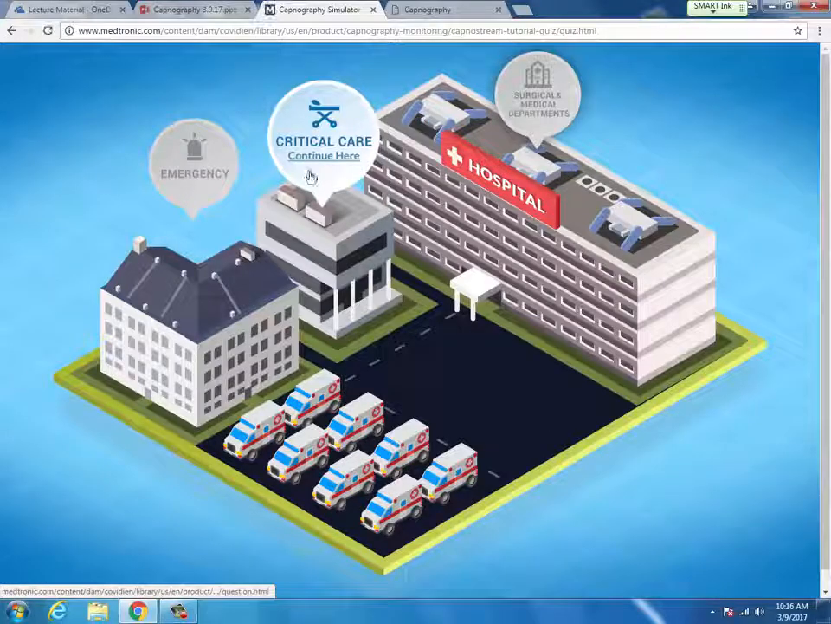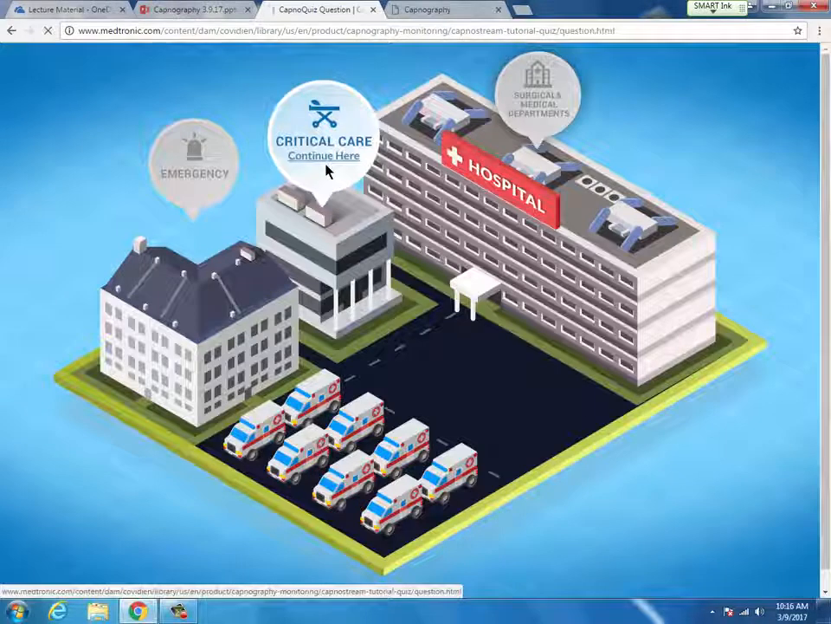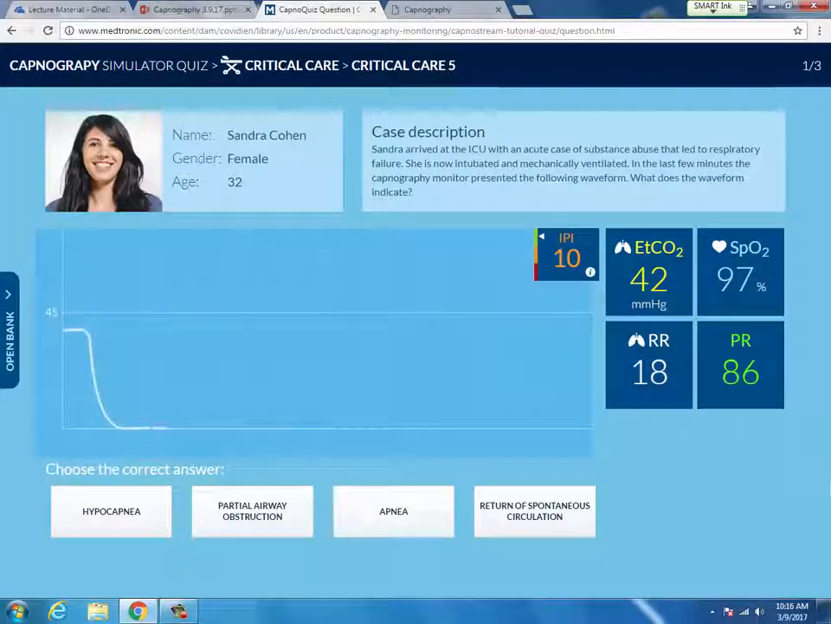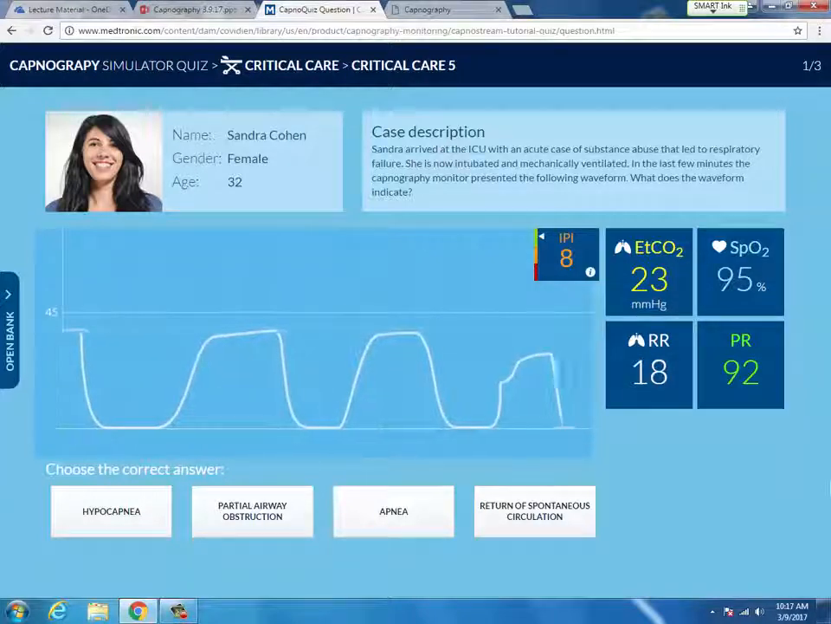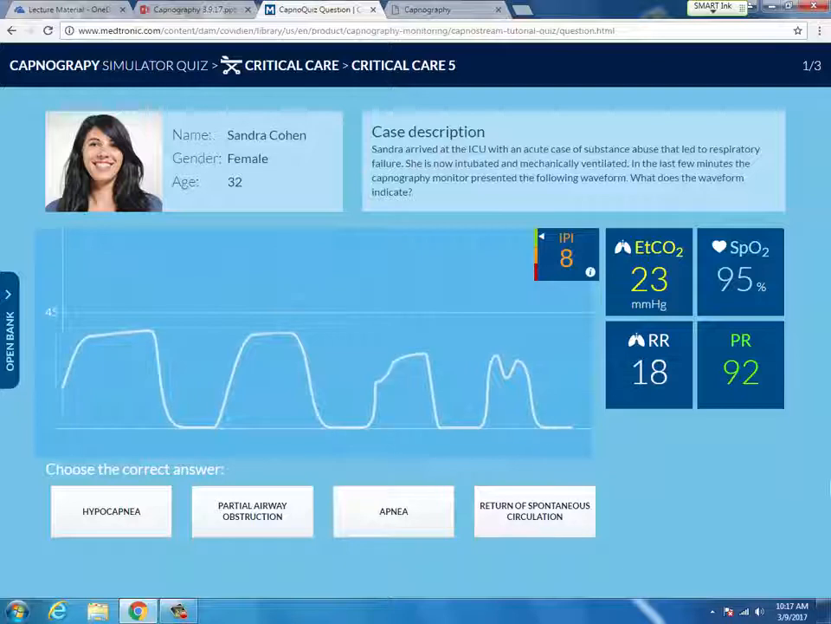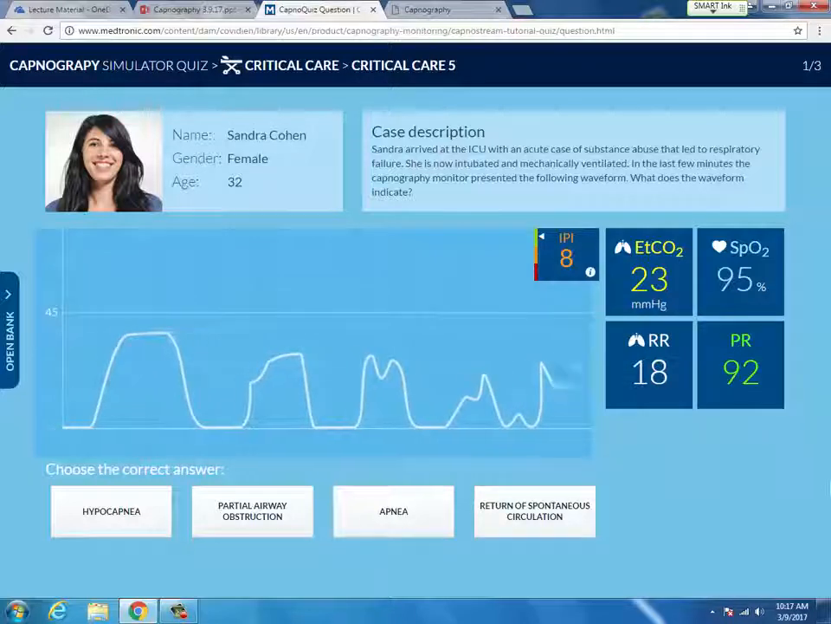All right, so now we're going to go to the ICU, just because the waveforms are the same no matter where you're at, and I want to see them. Sandra arrived at the ICU with an acute case of substance abuse that led to respiratory failure. She is now intubated and mechanically ventilated. In the last few minutes, the capnography monitor presented the following waveform. What does the waveform indicate?